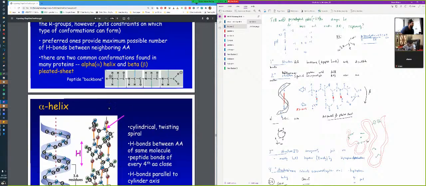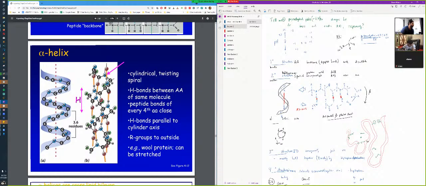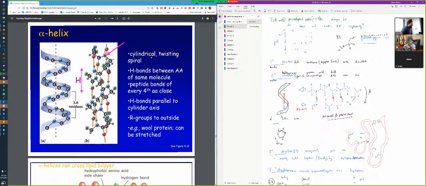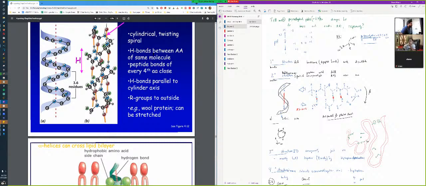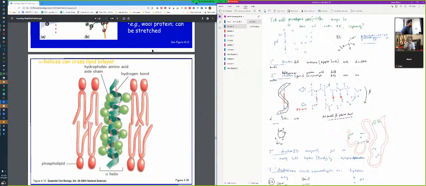Okay. So here's their drawing of it. Oh, and it looks like crap. It's terrible. Okay, just give me a second here.